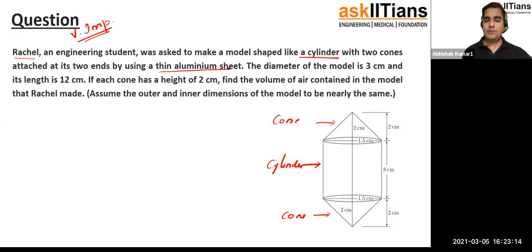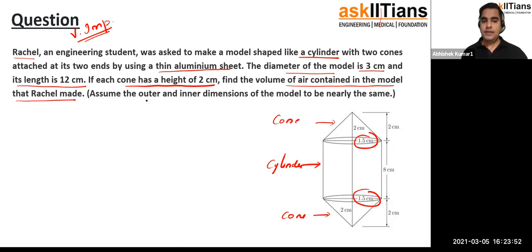By using a thin aluminum sheet, the diameter of the model is 3 centimeter. That's very clear because diameter is 3 centimeter. Therefore, the radius is 1.5 centimeter. That is mentioned here. And its length is 12 centimeters. So 12 centimeter is the length of this entire model. That should be very, very clear to you. It is not the length of only the cylindrical portion or the conical portion. 12 centimeter is the length of the entire model. If each cone has a height of 2 centimeter, find the volume of air contained in the model that Rachel made, assuming the outer and the inner dimensions of the model to be nearly same.